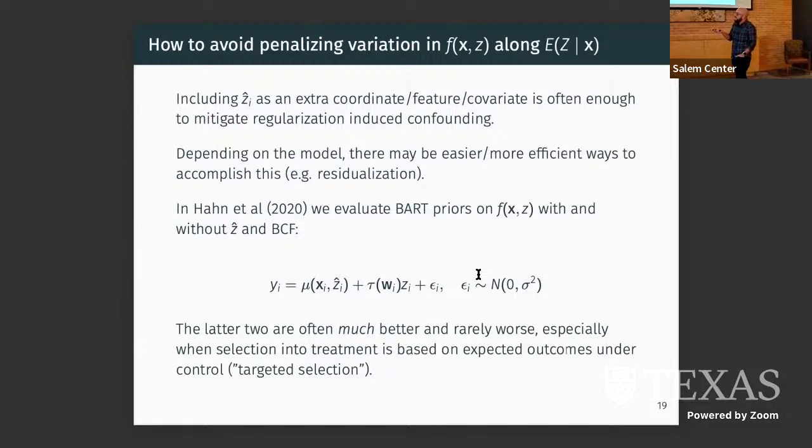In particular, in this case, where selection into treatment is based on expected outcomes under control, right? So if I think that I'm going to have high blood pressure, unless I take blood pressure medication, I am more likely to take blood pressure medication, okay? So this is sort of a selection structure that I think is really common in practice. And it's really easy to show that when you have that sort of targeted selection into treatments, the bias due to regularization-induced confounding is going to be extreme unless you include an estimate of the propensity score in general. Okay? Any questions there?